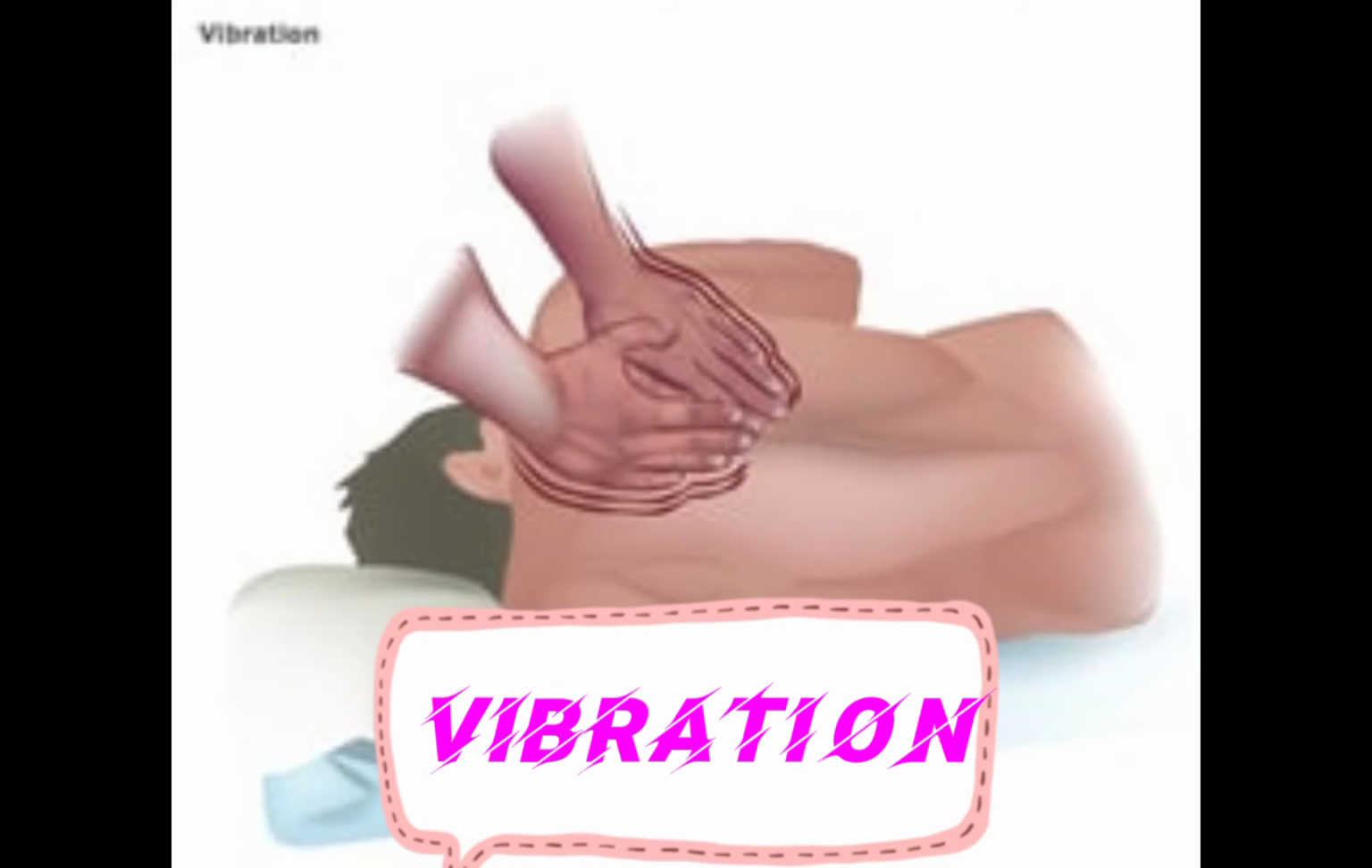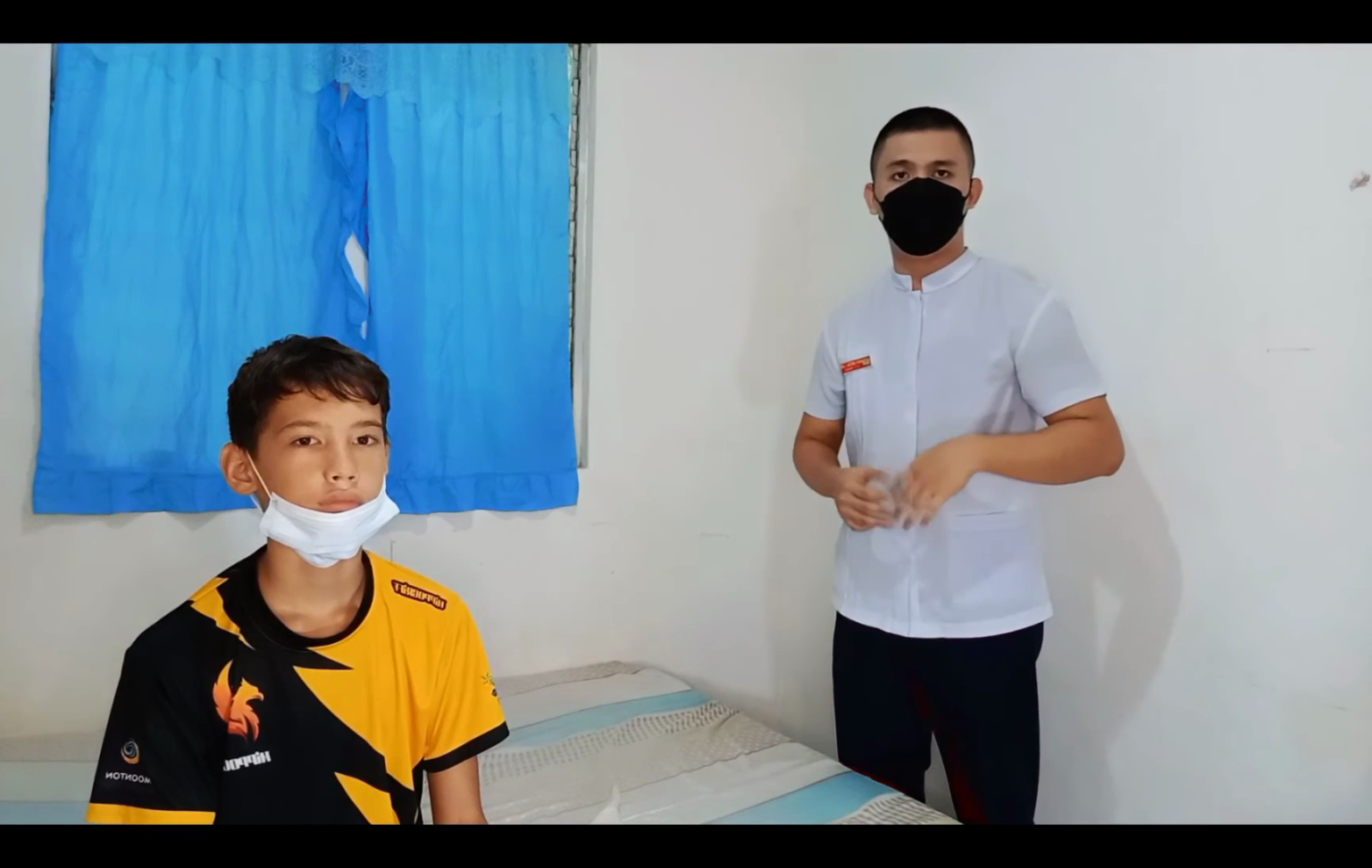So, avoid clapping over the spine, liver, kidneys, spleen, breast, scapula, clavicle, or sternum to avoid injury to the region. And the next method is vibration. It is used after percussion over the same area, but only when the patient exhales.